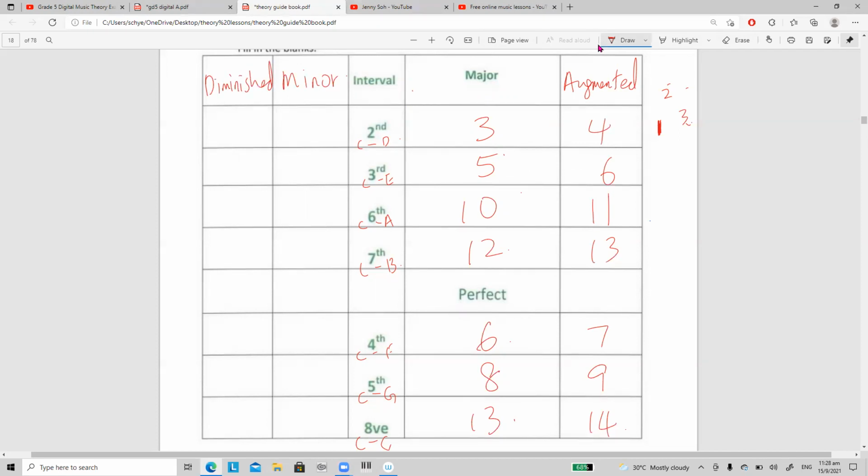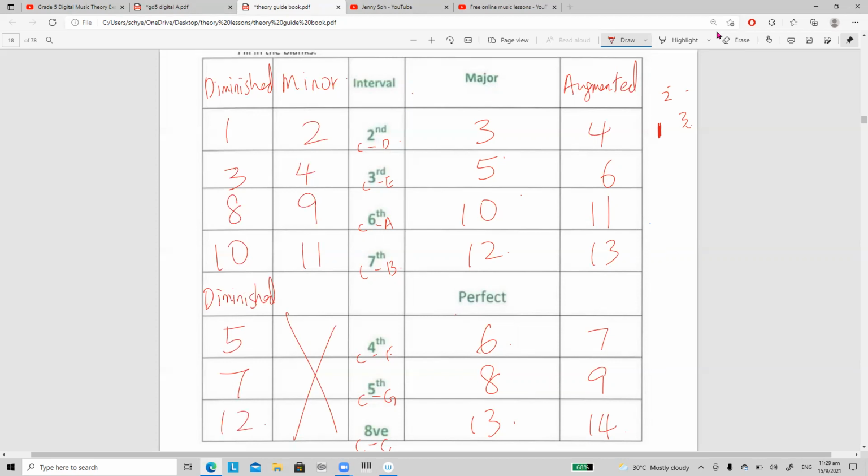So 3 minus 1 is 2. 2 minus 1 is 1. 5, 4, 3, 10, 9, 8, 12, 11, 10. Now, when a perfect interval decreases, you should go straight away to a diminished interval. Okay, so for perfect intervals, we don't have minor. We don't have this. So 6 semitones decreased by 1 is 5. 8 minus 1 is 7. 13 minus 1 is 12.